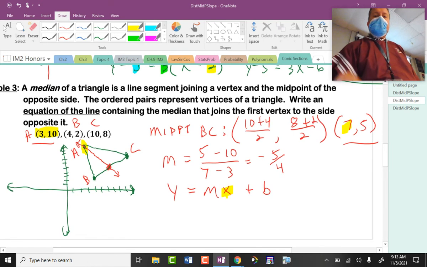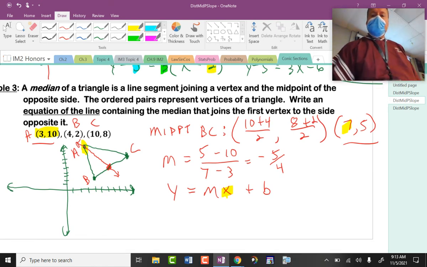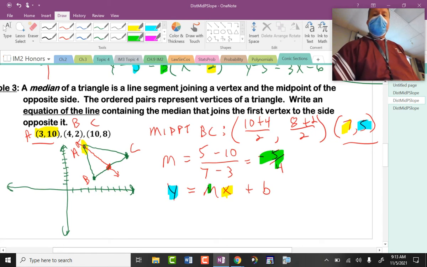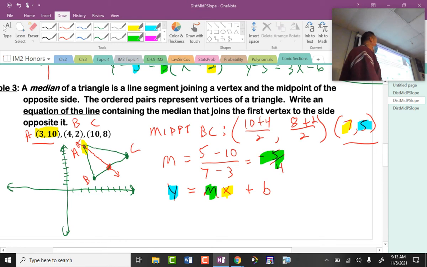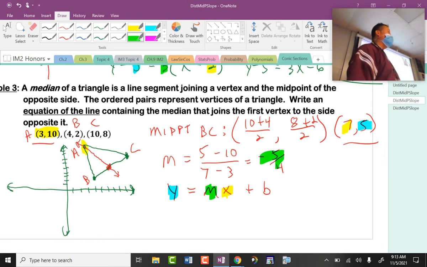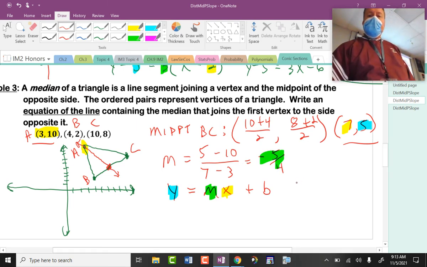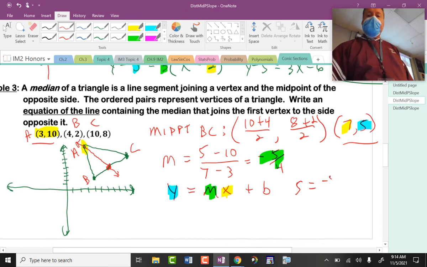7 is x. 5 is y. M is m, or slope is m. So when I insert those things, then I just have to find b. Don't touch your calculator. Be Lexi Samulus and understand your fractions. 5 equals negative 5 fourths times x, which is 7, plus b.